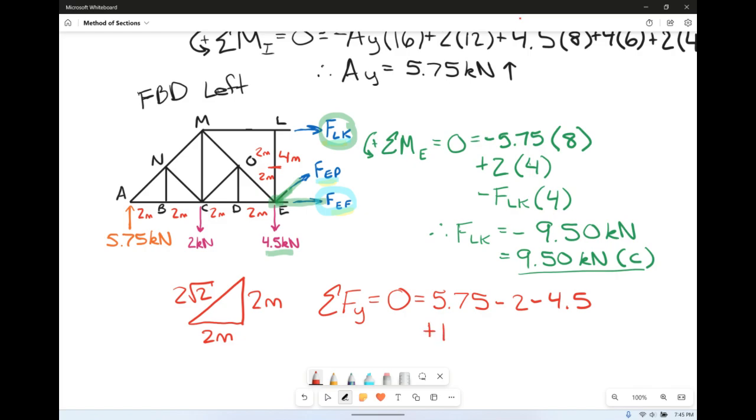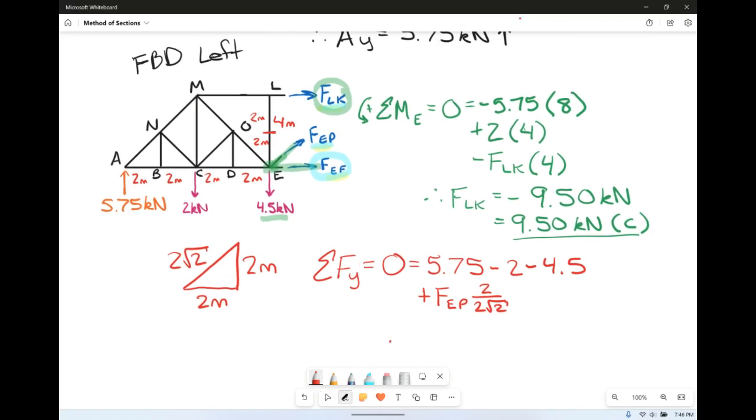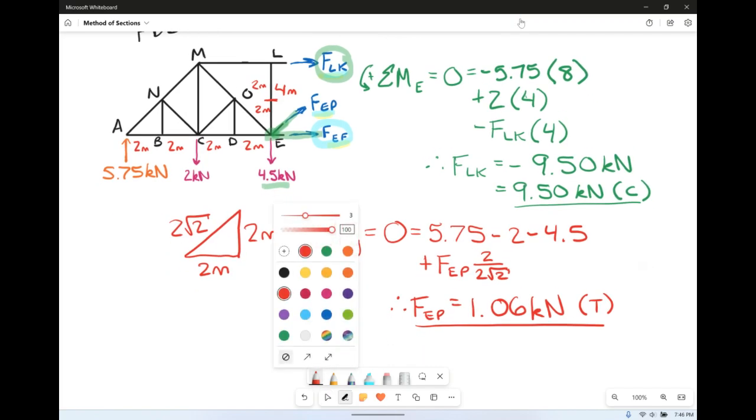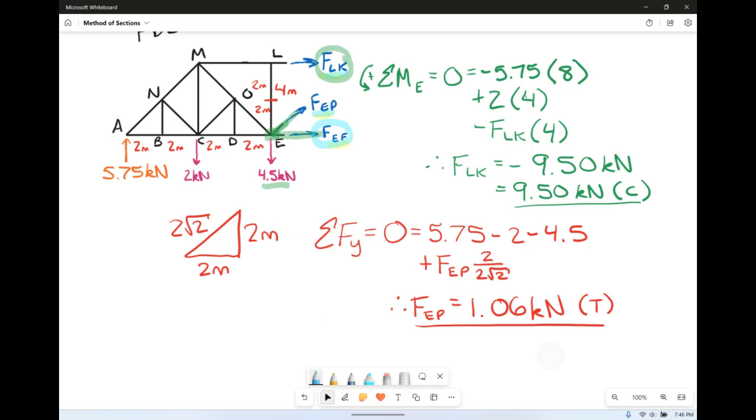Then we have a positive force EP. Again, we need the vertical component. The vertical component is 2 over 2 square roots of 2. Cool, so we set that equal to 0 and we can solve for force EP. Force EP is going to be 1.06 kilonewtons in tension. So there's force EP. And now that we have force EP, we can go ahead and actually solve for our forces in the x direction.